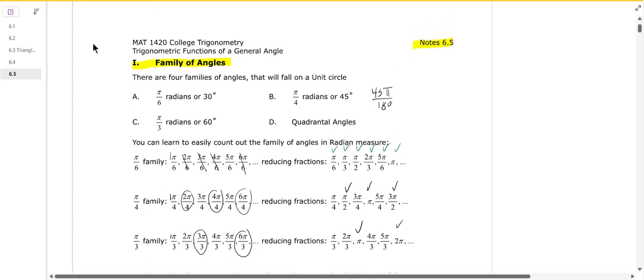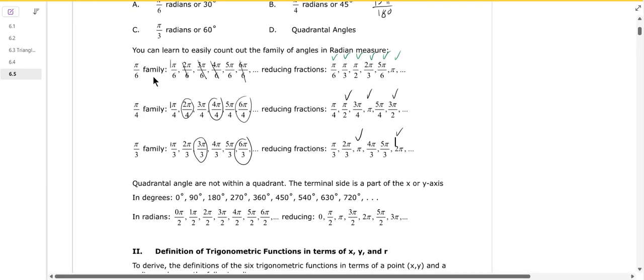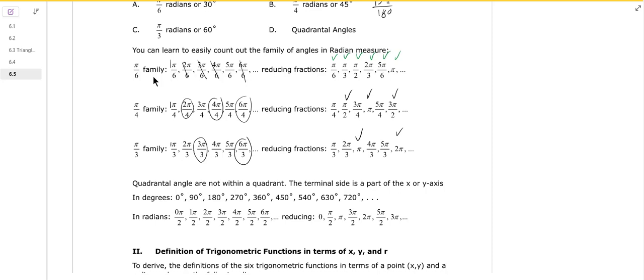Okay, that's the idea. Now, a quadrantal angle just means that you're not within a quadrant. What I mean by that is the quadrants go counterclockwise. That's quadrant 1, any point that's in this region. Quadrant 2 is in this region. Quadrant 3 is in this area. And then quadrant 4 is in this area. So if you have an angle that's on an axis, like for instance, a 90-degree angle, that's quadrantal because its terminal side is on the y-axis.